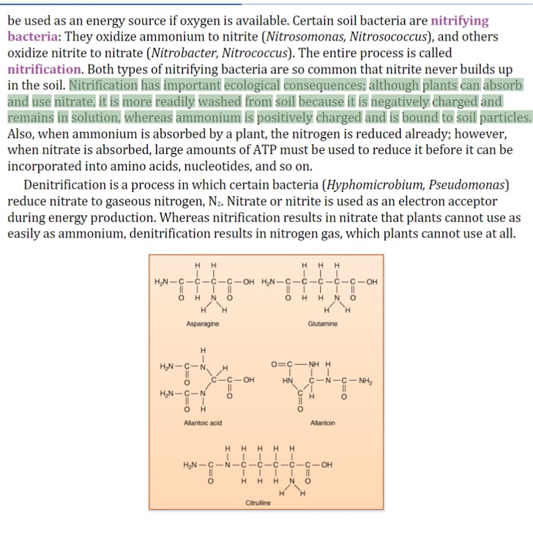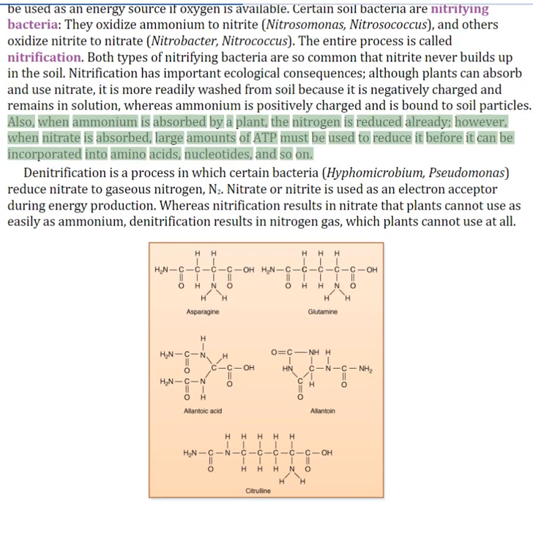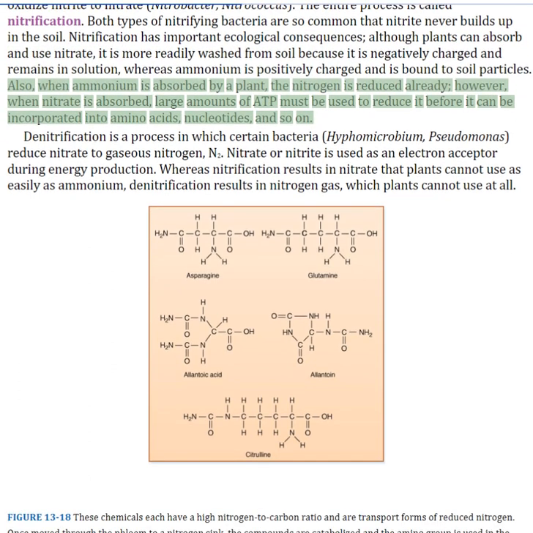Nitrification has important ecological consequences. Although plants can absorb and use nitrate, it is more readily washed from soil because it is negatively charged and remains in solution, whereas ammonium is positively charged and is bound to soil particles. Also, when ammonium is absorbed by a plant, the nitrogen is reduced already. However, when nitrate is absorbed, large amounts of ATP must be used to reduce it before it can be incorporated into amino acids, nucleotides, and so on.